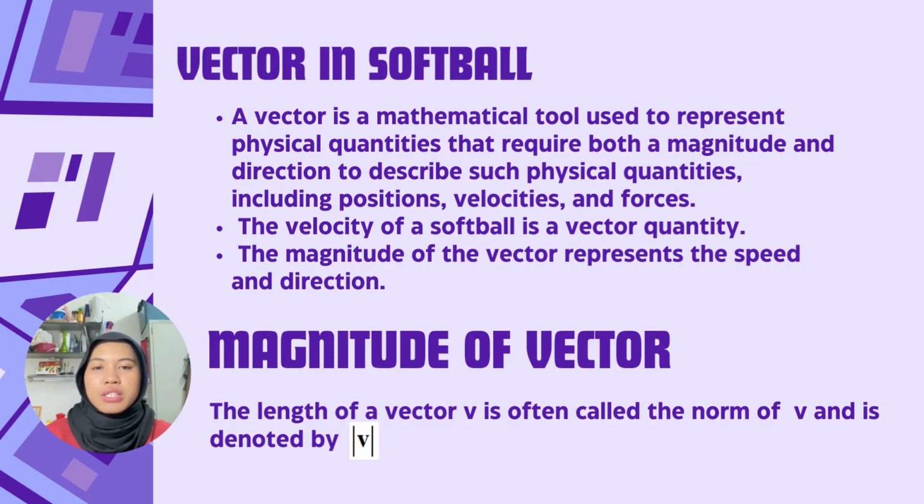The first application of vector is application in softball. A vector is a mathematical tool used to represent physical quantities that require both a magnitude and direction. To describe such physical quantities including things like positions, velocities and forces. The velocity of a softball is a vector quantity. The magnitude of the vector represents the speed of the pitch and the direction of the ball.